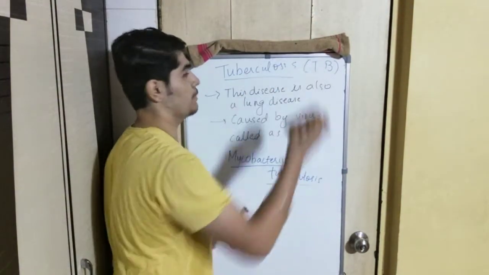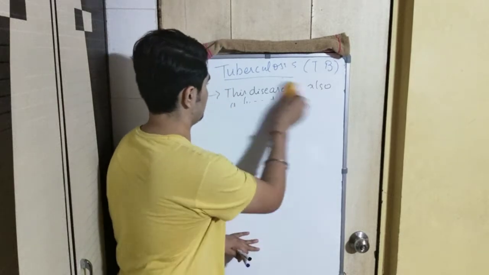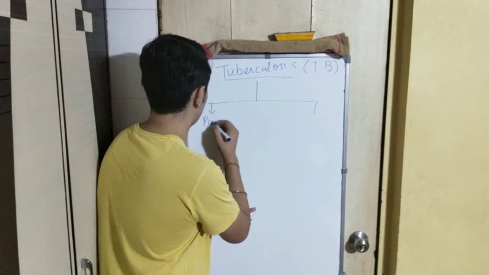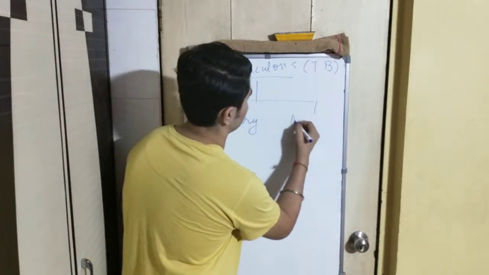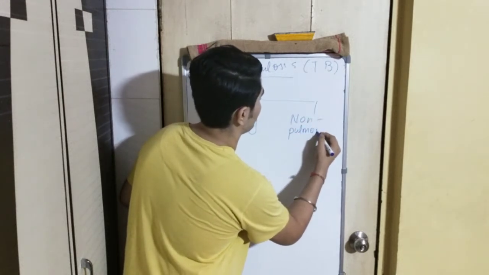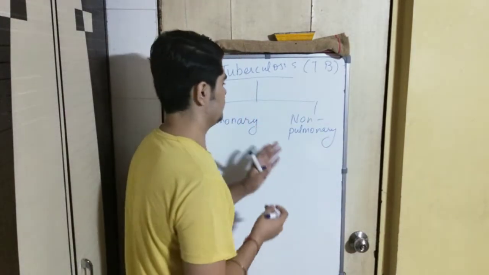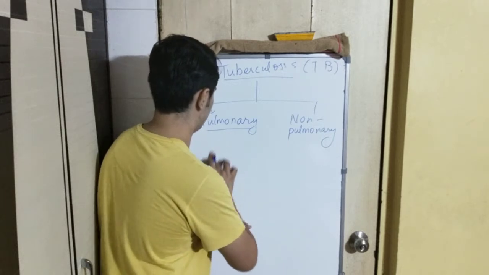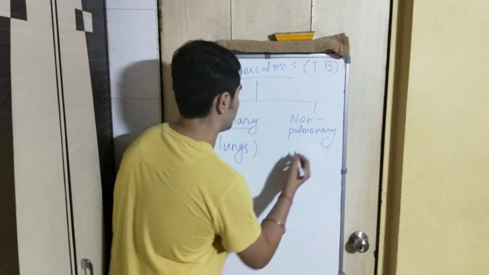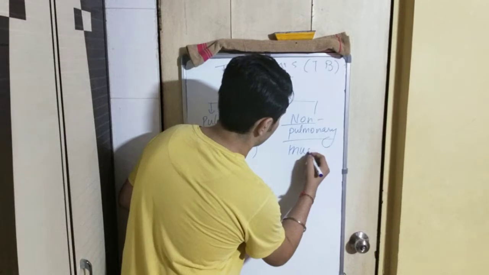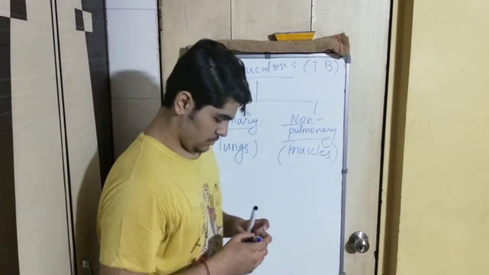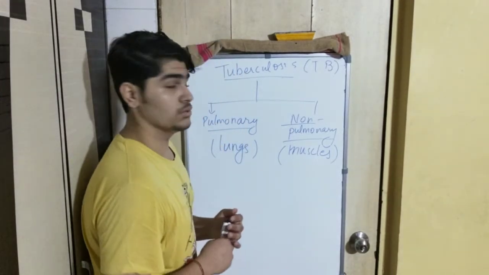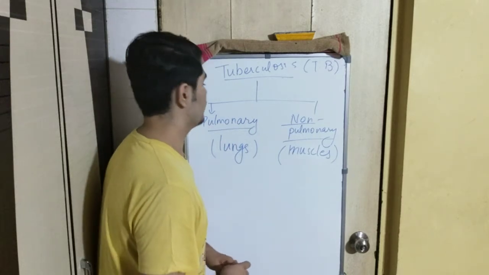So now we are going to learn much about tuberculosis. They are of two types: pulmonary and non-pulmonary. The causes are the same, the symptoms are the same, but just the location is different. The pulmonary tuberculosis occurs in lungs, and the non-pulmonary occurs in muscles. Yes, probably muscles of the lung, not muscles anywhere else. So you can copy it down. I hope you have copied it.